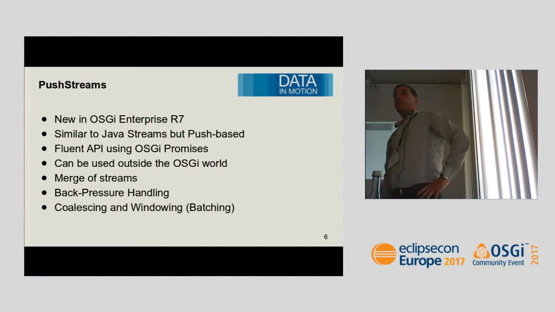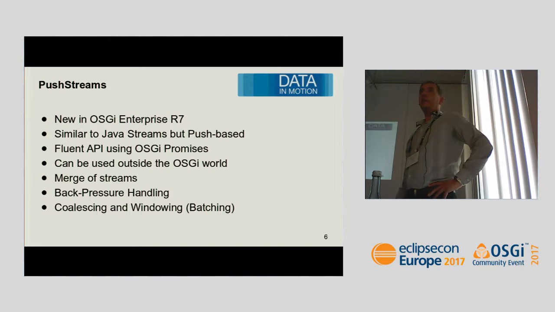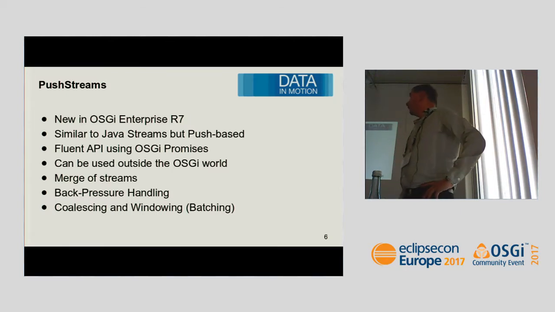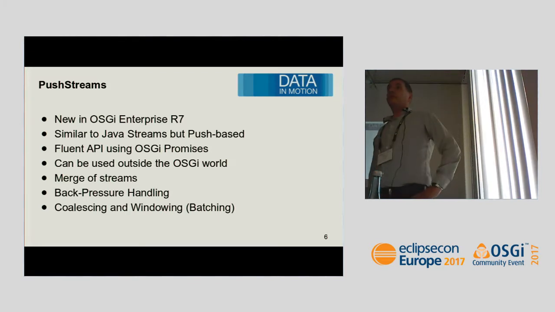So one major point for the MQTT stuff are the Pushstreams. As you heard today, Pushstreams are new in OSGi Enterprise R7, and they are similar to Java streams, but they are push-based. You have a fluent API that uses OSGi promises, for instance, and you can use it outside the OSGi world. It's not just related to OSGi frameworks. You can use it in every application you want, and the dependencies are very, very small.